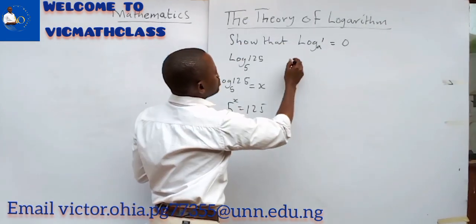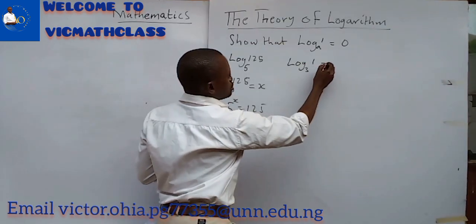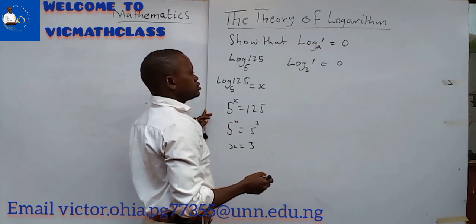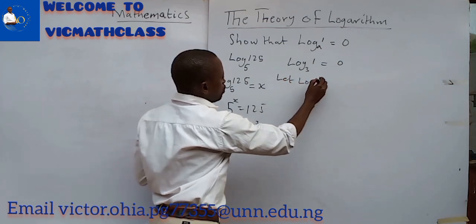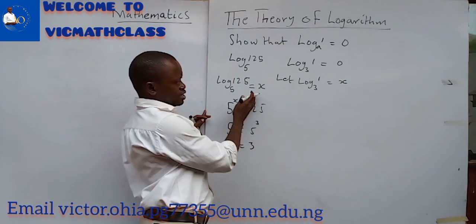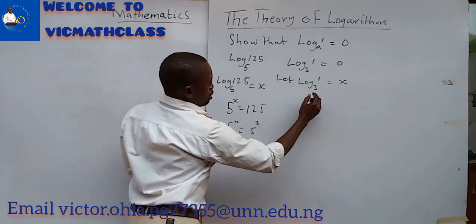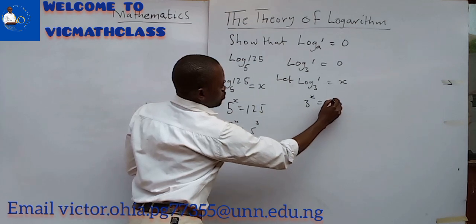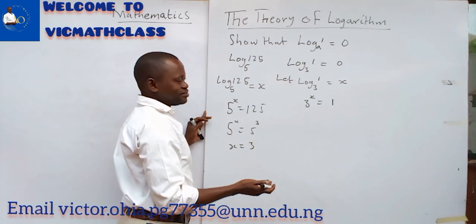So if I have something like log 1 in base 3, can I show that this is equals to 0? Can I show that it is equals to 0? Let's see. So let log 1 in base 3, let the answer be x, like as I did here. You can see that if I interchange them, I'm going to have 3 raised to power x equals to what now? 1. Of course, 1 raised to power 1.